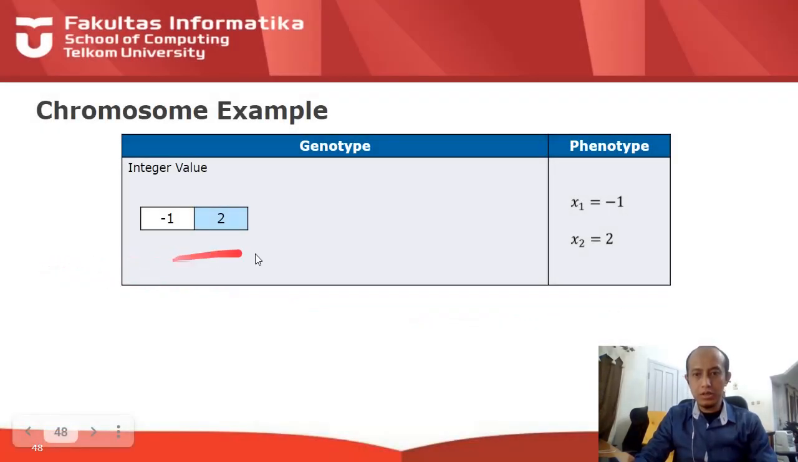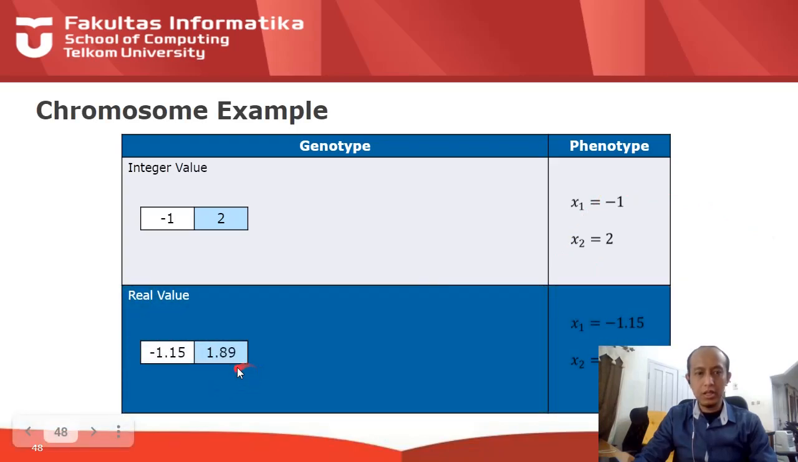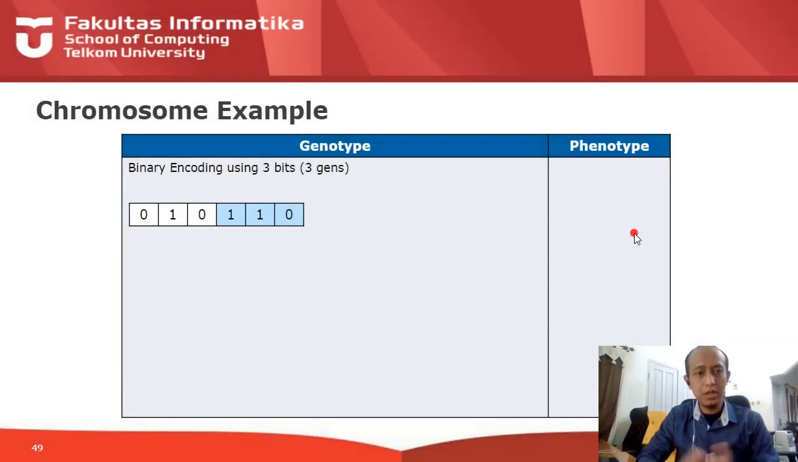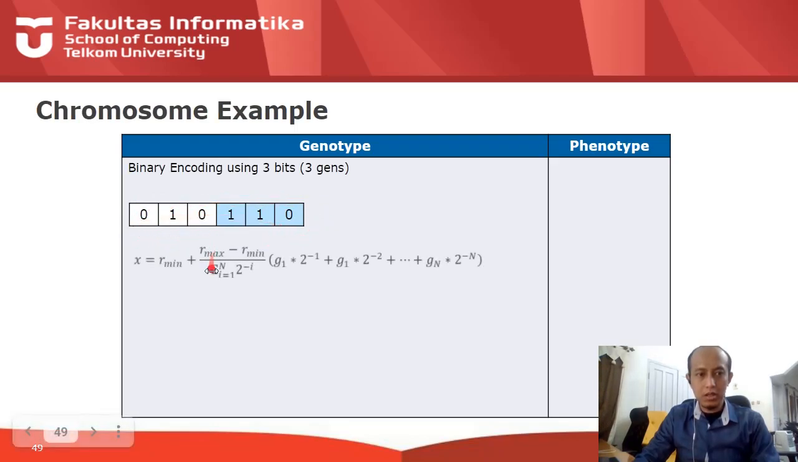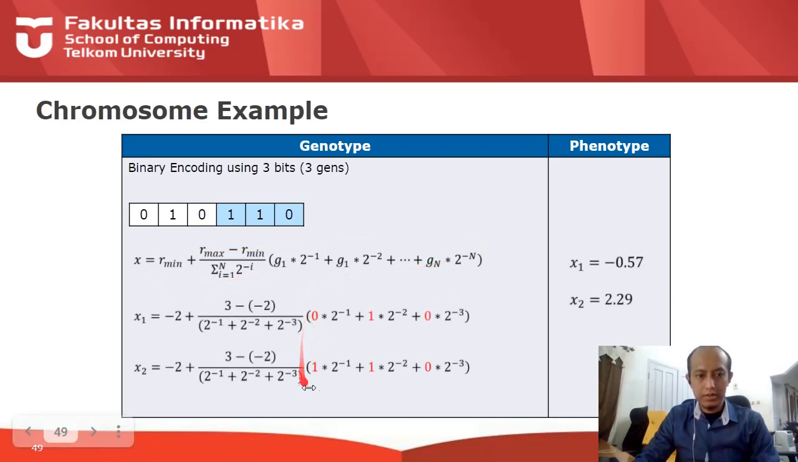This is an example if we just use integer value. And the second one uses real value. As you can see, because integer values have no decimal part, the solution parameters may not be sufficient to achieve the end result. We can also use binary encoding. So the binary array here is encoded using an equation here.